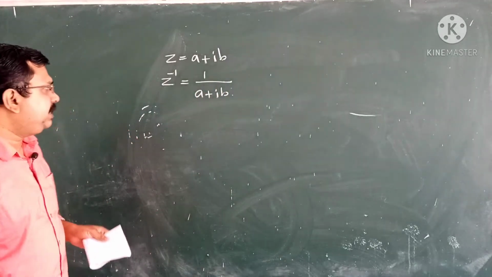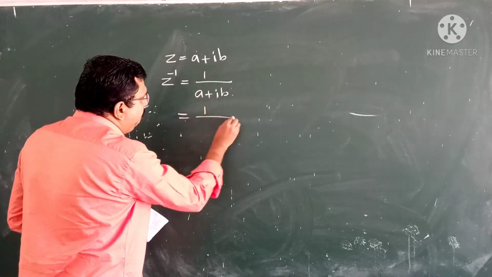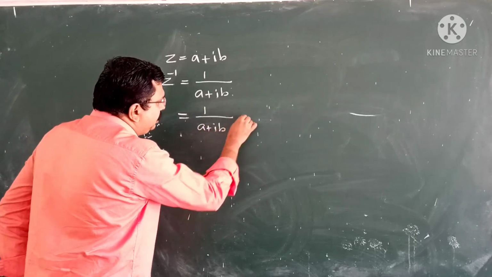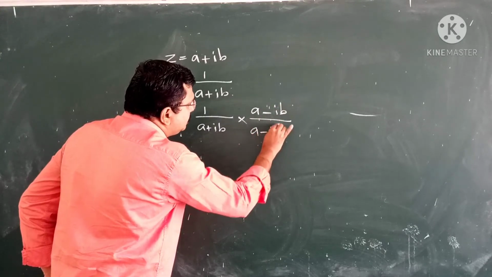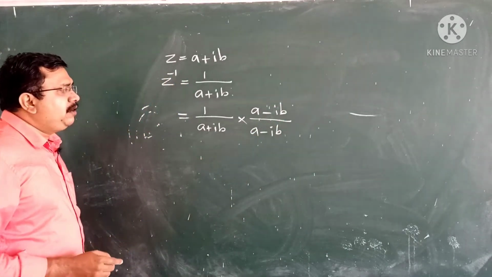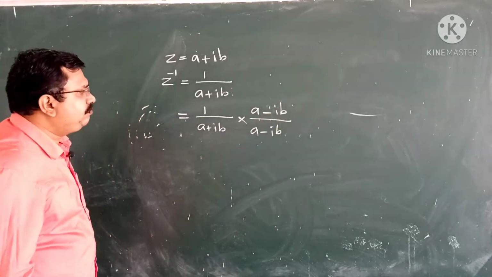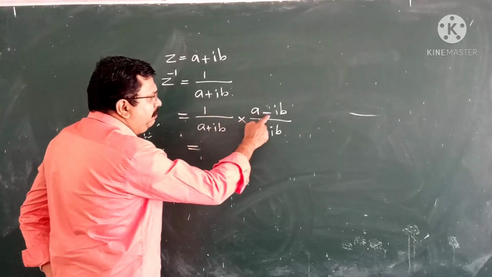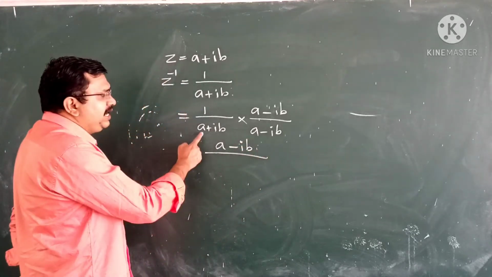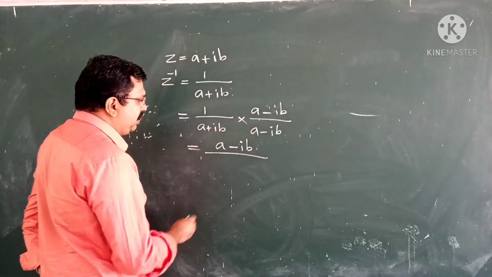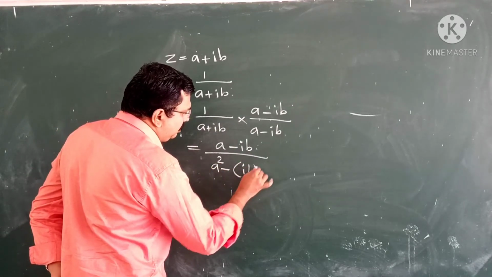Then this can be written as 1 by (a plus ib) into (a minus ib) divided by (a minus ib). We are multiplying both numerator and denominator by a minus ib. Then, what is 1 into (a minus ib)? That is (a minus ib) divided by (a plus ib) into (a minus ib), which is a square minus (ib) the whole square.